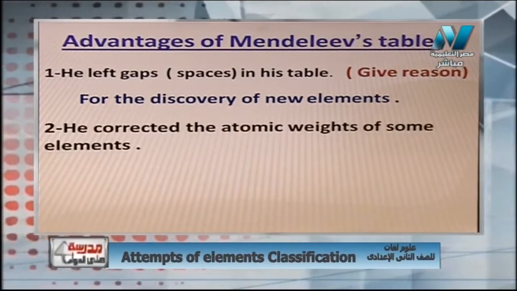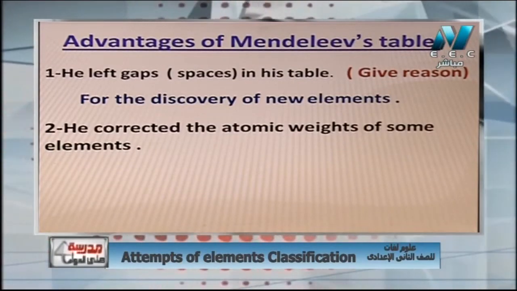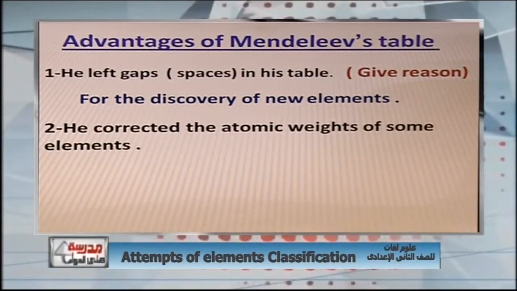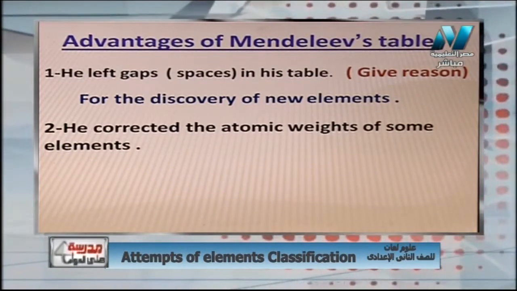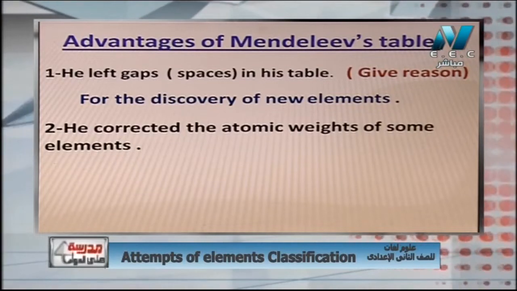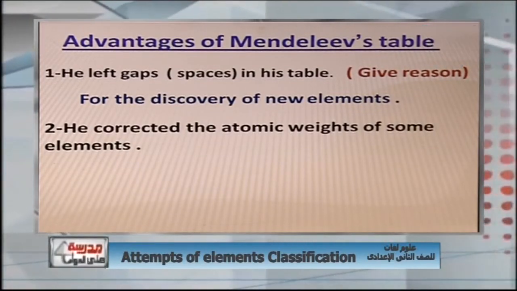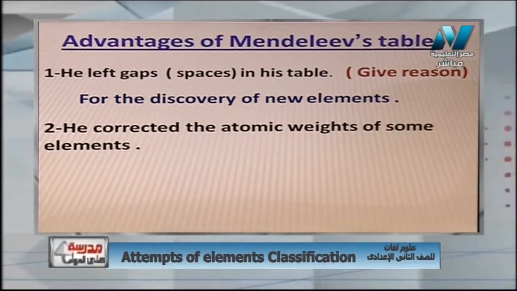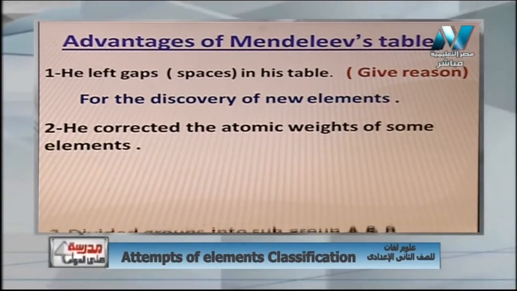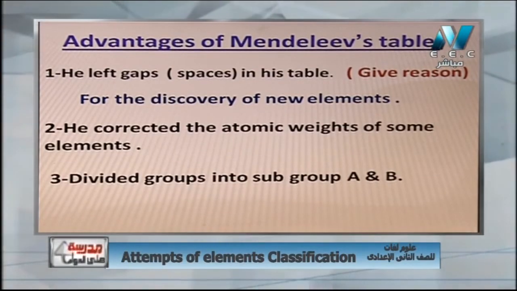The second advantage, he corrected, as we said, the wrong atomic weights of some elements, which were estimated wrongly by the scientists. About the advantages of Mendeleev's table, number one, he left gaps. Why? For the discovery of new elements. Number two, he corrected the atomic weights of some elements. Okay. Number three, he divided groups into subgroups A and B.